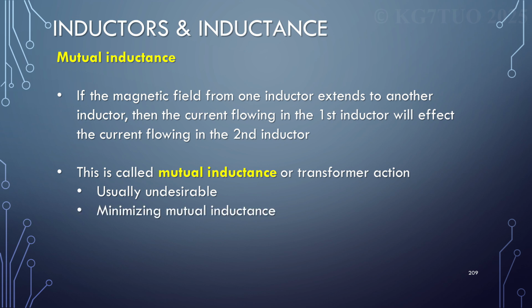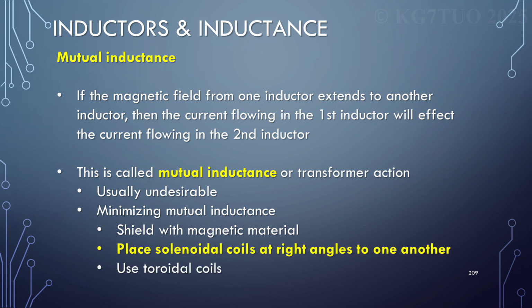Minimizing mutual inductance: shield it with a magnetic material. Place solenoidal coils at right angles to one another. If you have to put two of these into a radio, you put one this way and one that way. If you put them both beside each other, they'll add up. Just remember the yellow stuff: place solenoidal coils at right angles to one another.